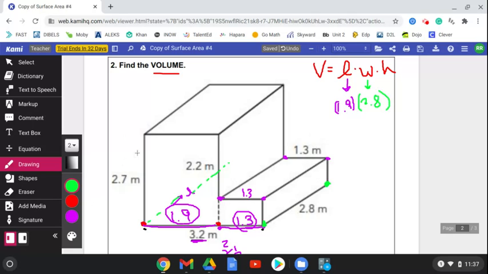Now, what about the height? Well, the height is fairly easy, right? This right here is h, tells us how far it is from here to here. So 2.7.